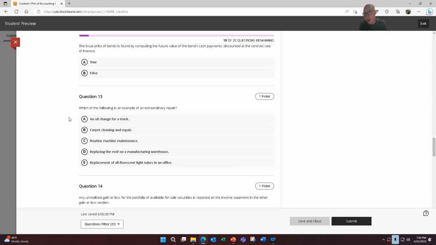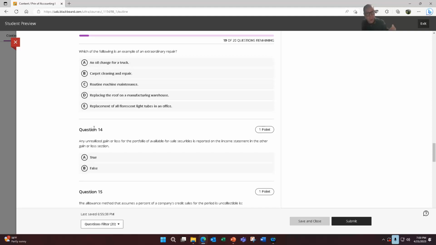Changing light bulbs is definitely not it. Putting a new roof on is probably going to extend the useful life. Extraordinary repair extends the useful life of the asset. Question 14. Unrealized gain or loss. The portfolio available for sale securities. Just talked about that in the last chapter.